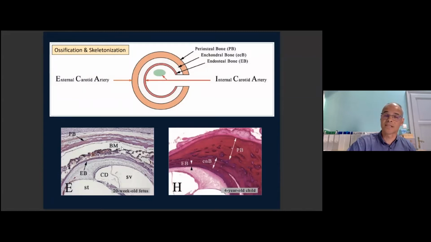multipotent cells going in the first 3 months after birth to give the immunity of the middle ear. So this is a very important area, and later on it will be filled with compact bone. This is the enchondral bone.